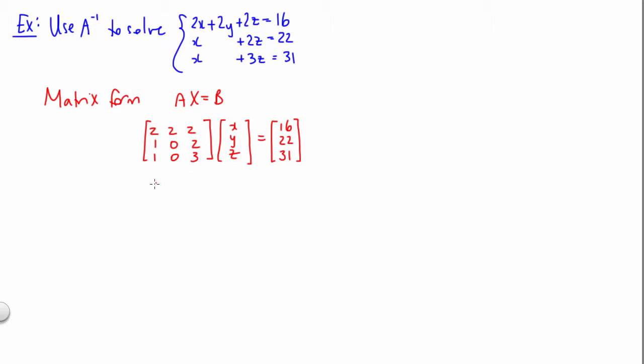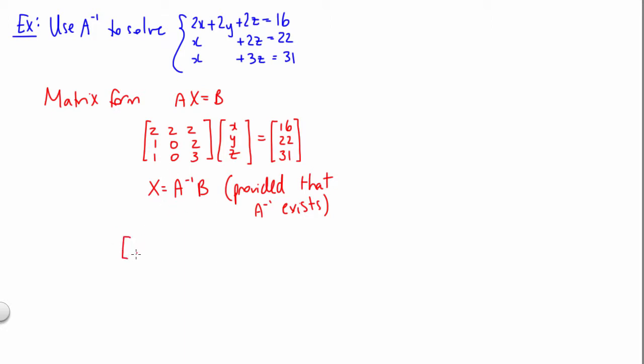Now the idea is that X, the vector which contains our variables, is equal to A inverse times B, and this will be true provided that the inverse matrix actually exists. So let's say provided that A inverse exists. What we'll need to do here is find the matrix A inverse, and then we'll be able to use this formula here to solve the system.